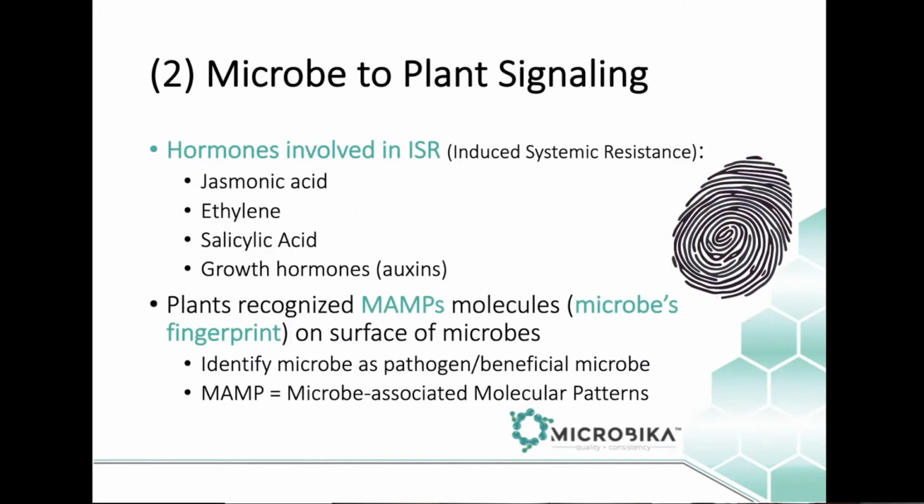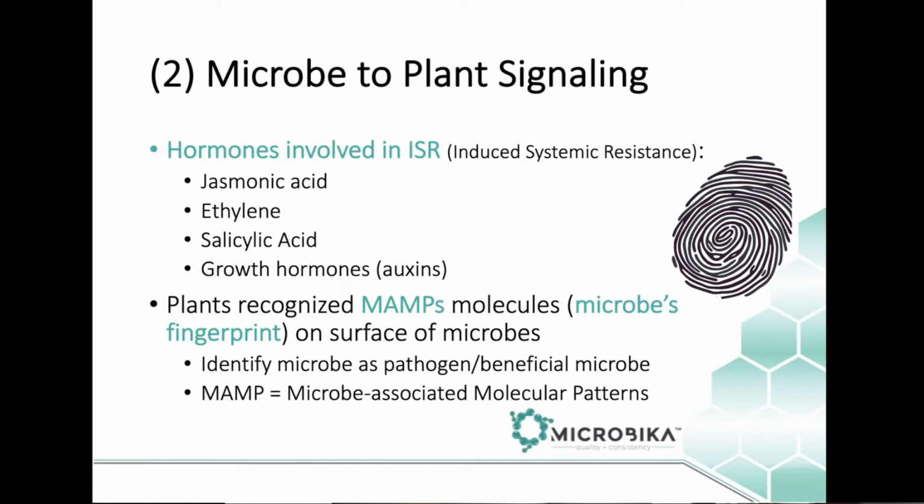So how do these microbes communicate back to the plant? Microbes produce hormones, for example, jasmonic acid, ethylene, salicylic acid, growth hormones that induce genes within the plant. So it's systemically taken up into the plant, and it switches on genes in the plant. Some of these genes activate the plant's immune system, which we call induced systemic resistance. It improves the plant's resistance towards stress.